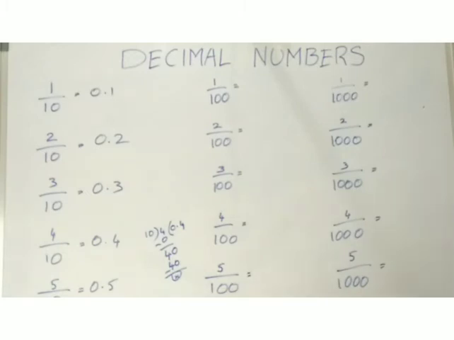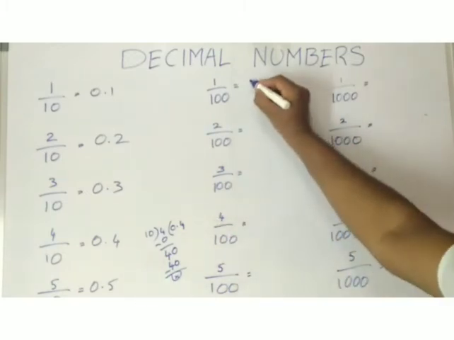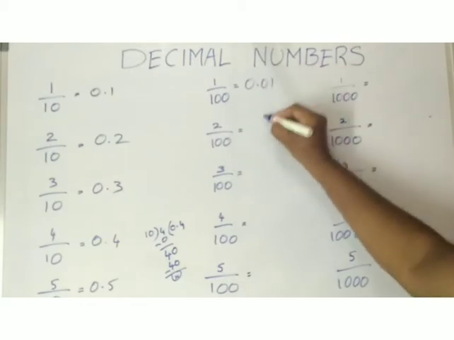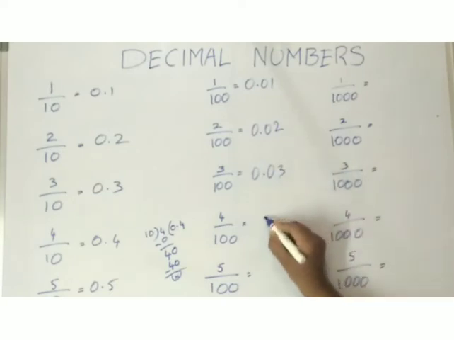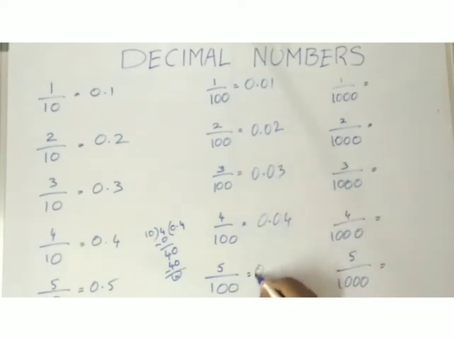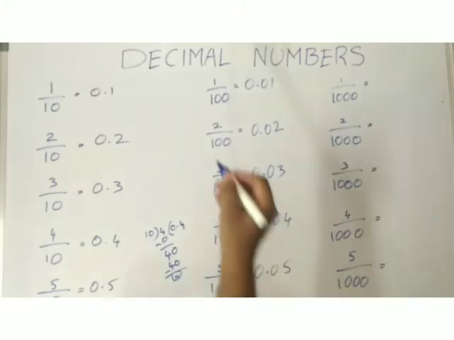Got an idea? So here 1 by 100, the answer is 0.01. It's 0.02, it's 0.03, it's 0.04, it's 0.05. How are we getting this? Once we check it.